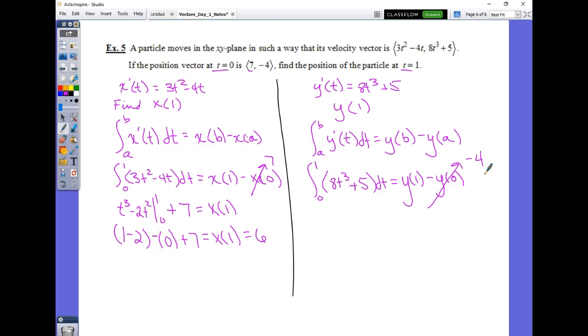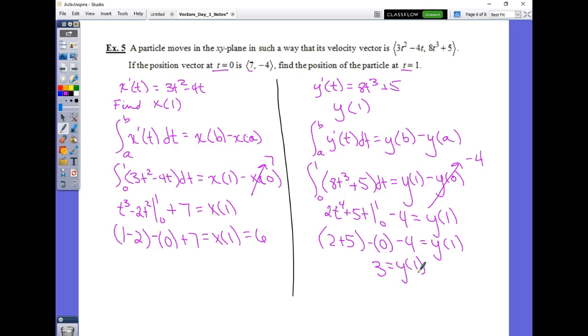So we take an antiderivative. This becomes 2t to the fourth plus 5t evaluated from 0 to 1. And this is going to become a double negative, so that's a plus 4. So minus 4 should give me my y of 1. Or in this case, 2 plus 5 minus 0 minus 4 is my y of 1. 7 minus 4 is 3.